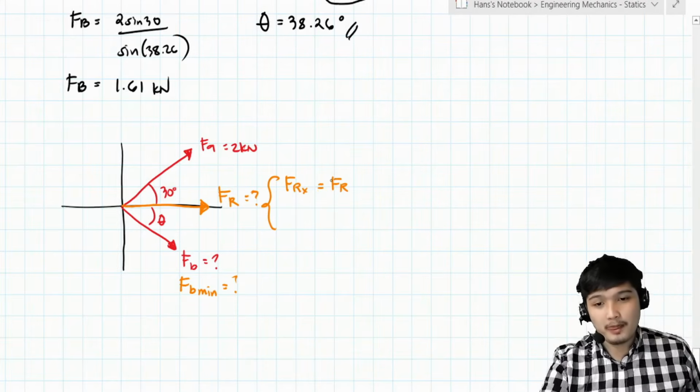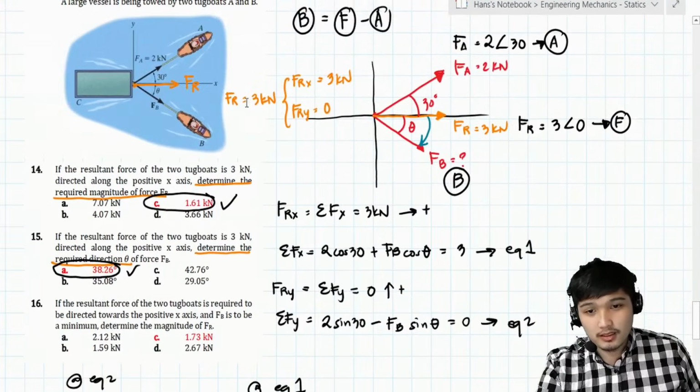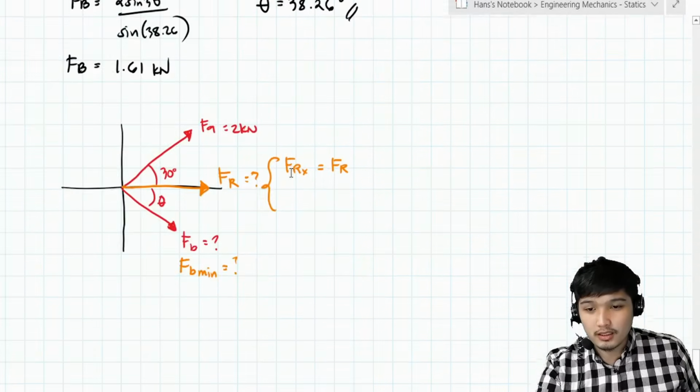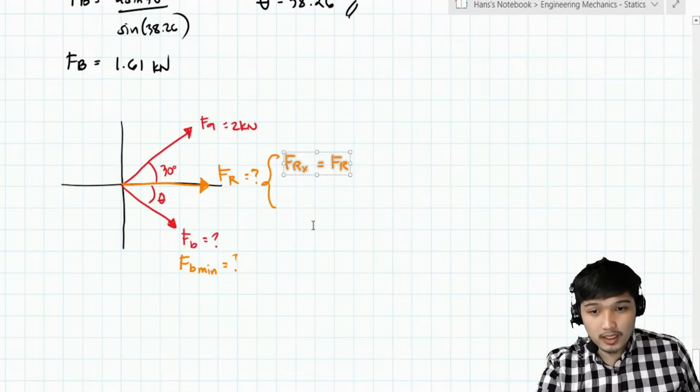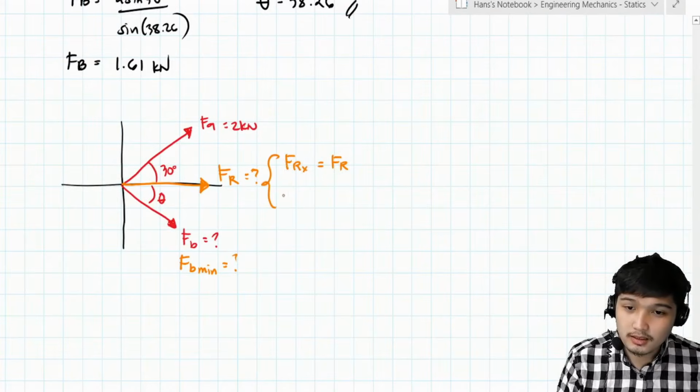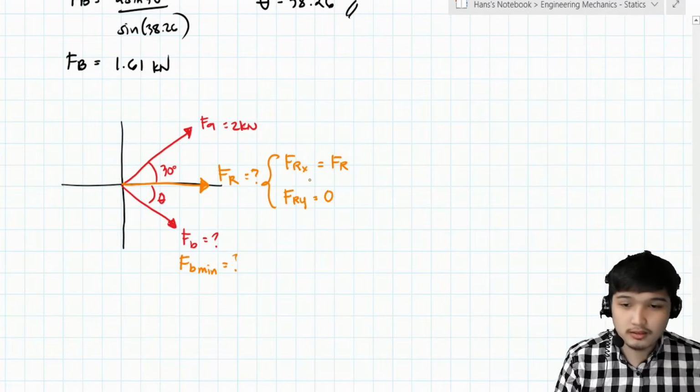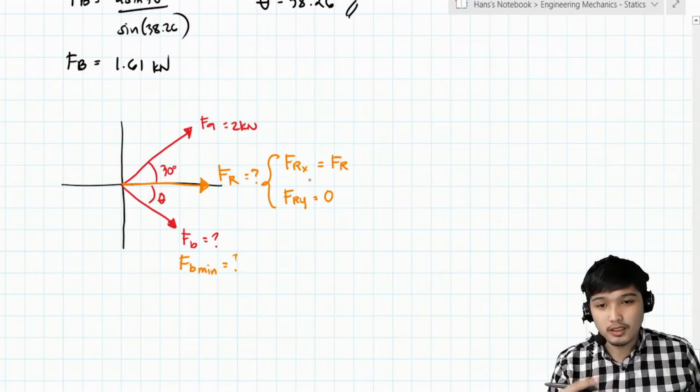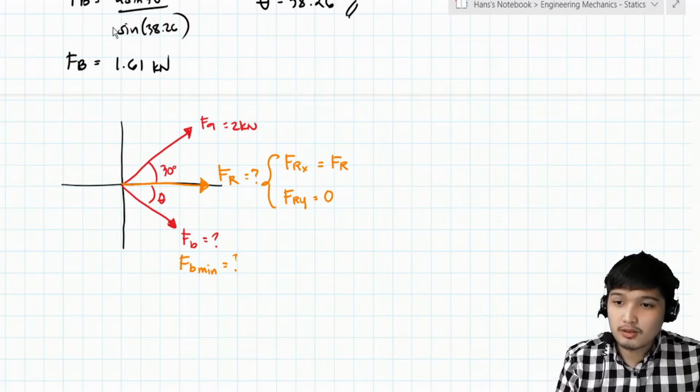Tama ba? So, just like this one. Diba? Kung yung FR is 3, yung horizontal component niya is 3 na rin. Kasi nga, completely horizontal. So, ganun din dito. Wala nga lang value. And then, yung FRY is still 0. Wala siyang vertical component. So, use lang natin yung same solution.